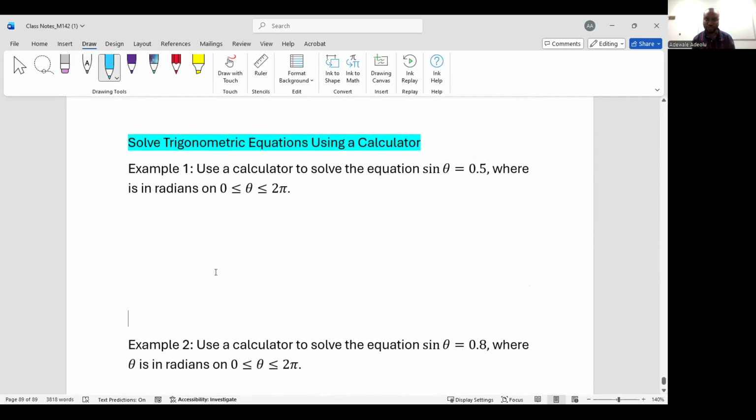So this is just using the calculator. Use the calculator to solve the equation. There is a reason why I want to do this with you. So grab your calculator and let's see something. Use the calculator to solve the equation sine of theta equals 0.5, where theta is in radians, on 0 less than or equal to theta less than or equal to 2 pi.